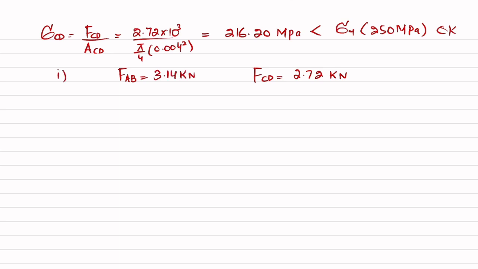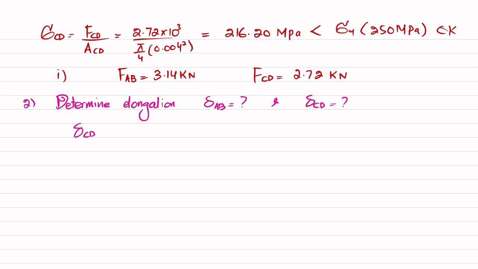Now moving toward the next part, that is, determine the elongation in both wires AB and CD. How will you find this? We know that the elongation, the change in length of CD, is equal to FCD into LCD divided by A into E.